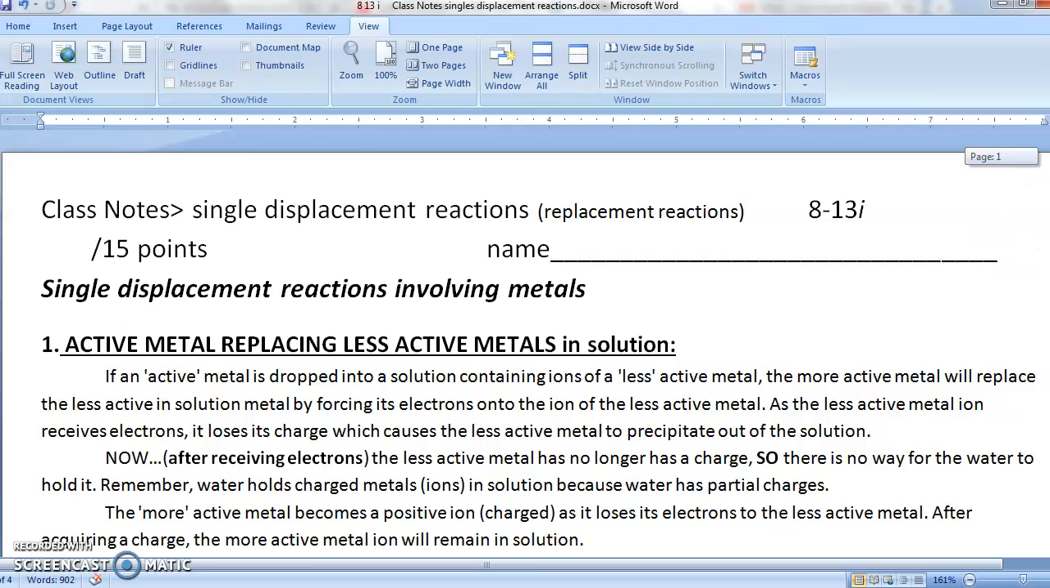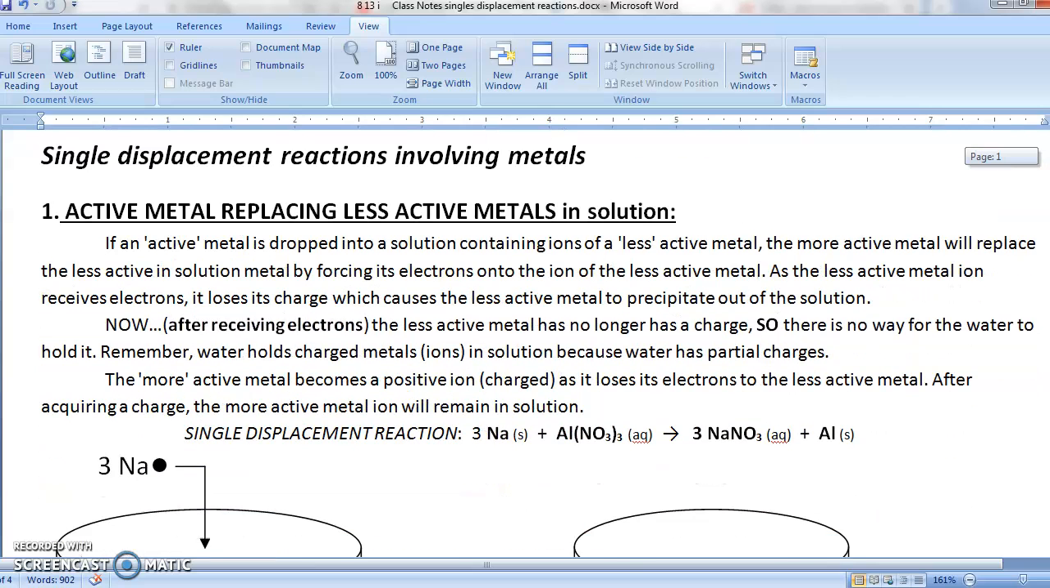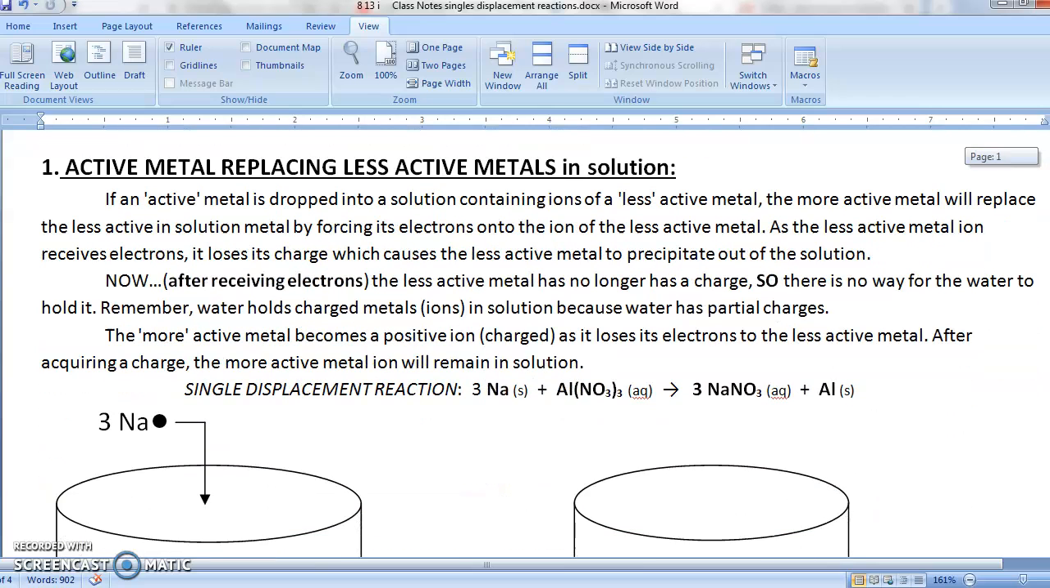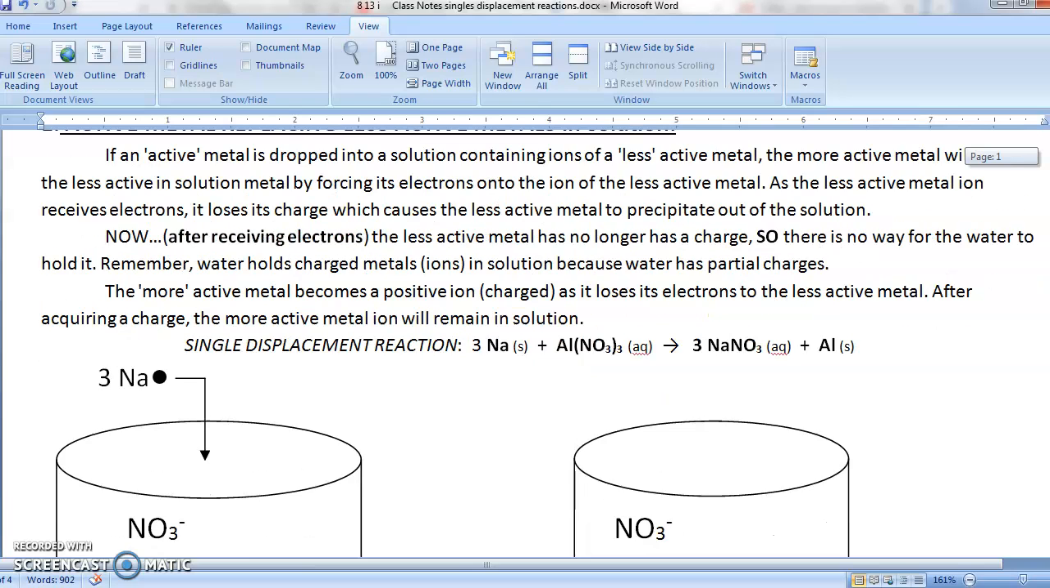Single displacement reactions or replacement reactions involve two types of things in general happening. One type of thing is an active metal replacing a less active metal in solution. They can also occur when an active nonmetal replaces a less active nonmetal in solution. The example we're going to deal with first is an active metal replacing a less active metal.